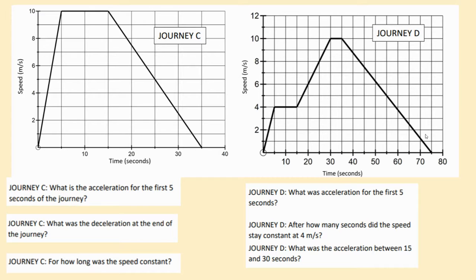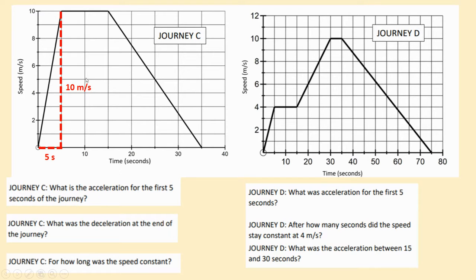So if we start looking at the first question, Journey C. Again, it's a speed time graph, so we've double checked that we've got speed on our y-axis. For the first question, we want to work out the acceleration for the first 5 seconds of the journey. So it's key to highlight that bit of information. In the first 5 seconds of the journey, we went up to a speed of 10 meters per second.